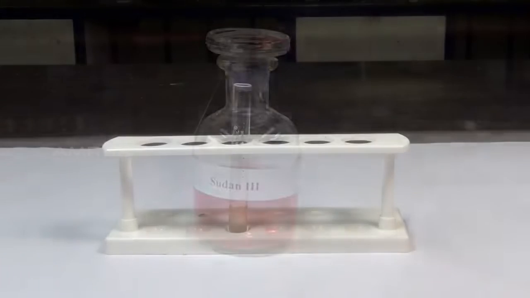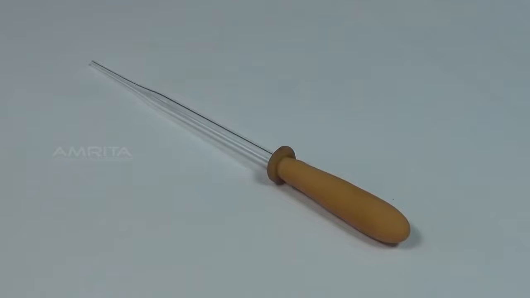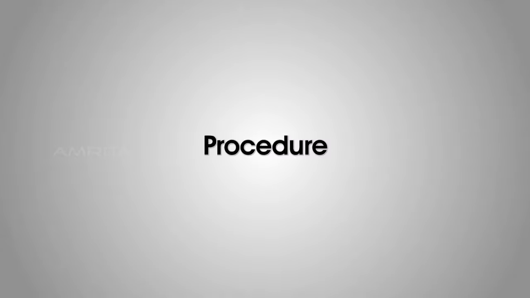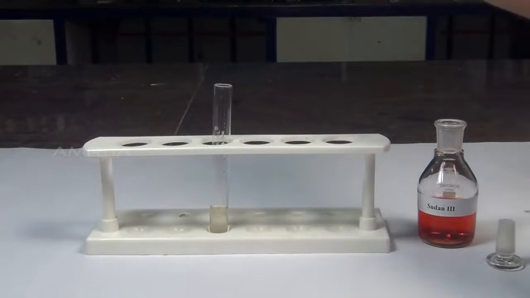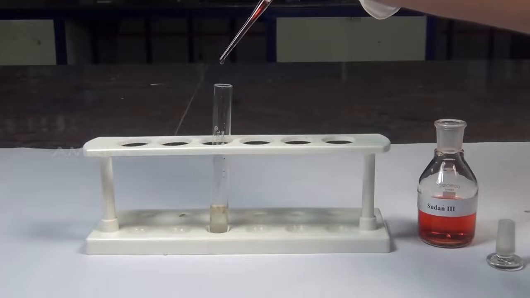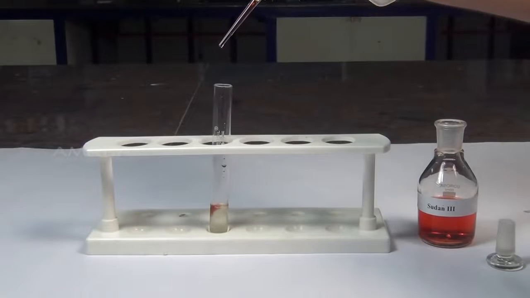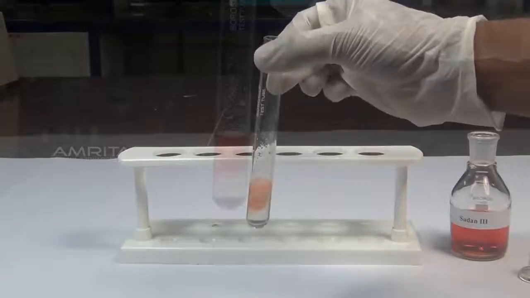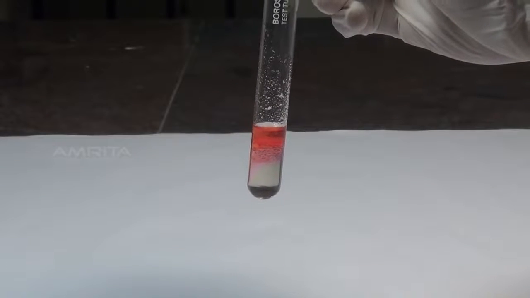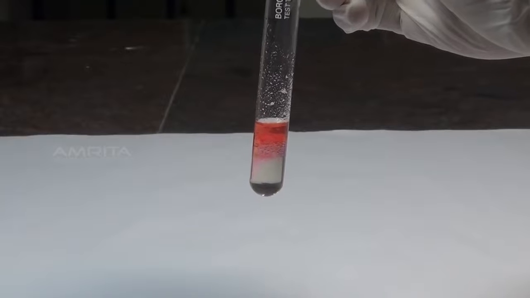Materials required: oil in a test tube, Sudan-3 solution and a dropper. Procedure: using a dropper, take a small quantity of Sudan-3 reagent. Add a few drops of Sudan-3 reagent to the test tube containing the oil. Shake the solution to mix it well. Pink droplets appear, indicating the presence of fat in the sample.